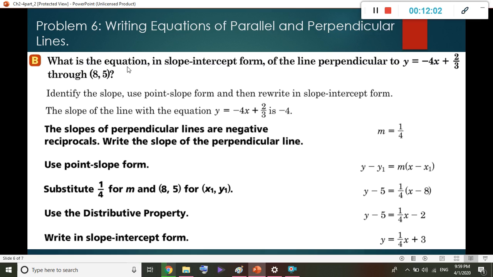What is the equation in slope-intercept form of the line perpendicular to this equation? Okay, so they gave us this equation and they gave us a point. And it has a line. We want to find the equation of the perpendicular line to it in the slope-intercept form. Okay, let's solve this now.